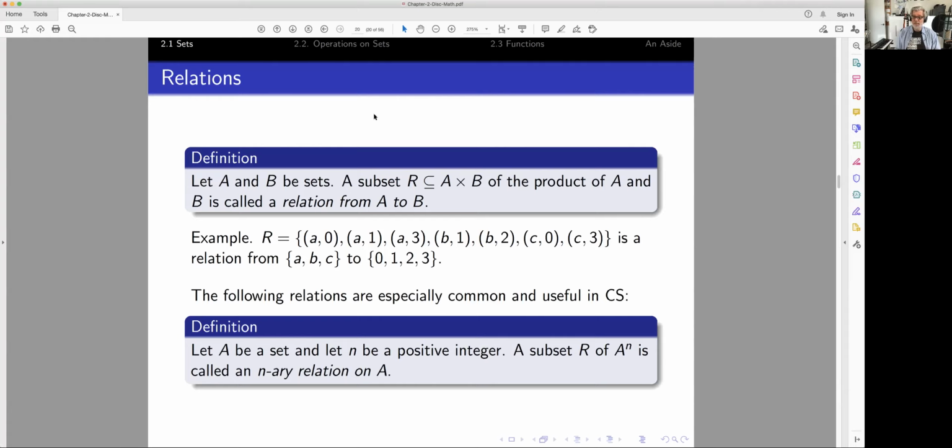For relational databases, most of the time, we look at relations where the sets A and B are equal, right? And we might have even more factors in our product. So what we call an n-ary relation on a set A is a subset of A to the power n. So you take n-tuples where the entries all come from the same set. Okay, I'll give you some examples in just a sec. But for relational databases, these are very standard.